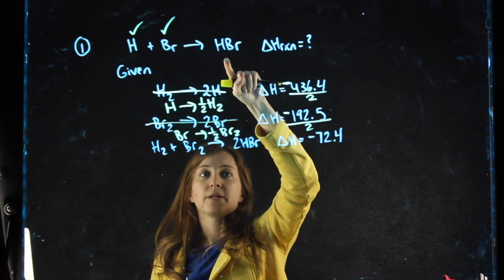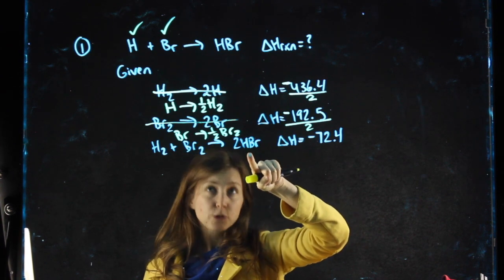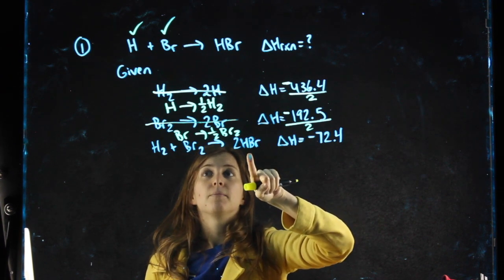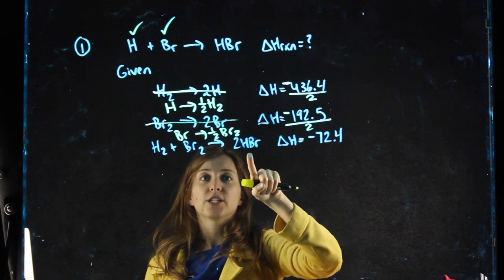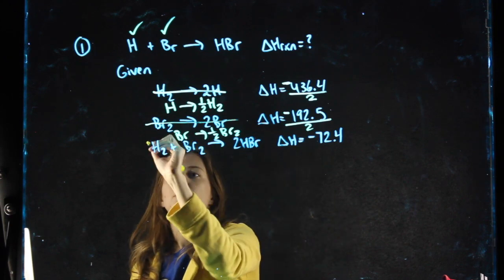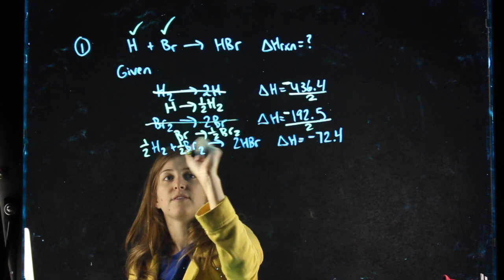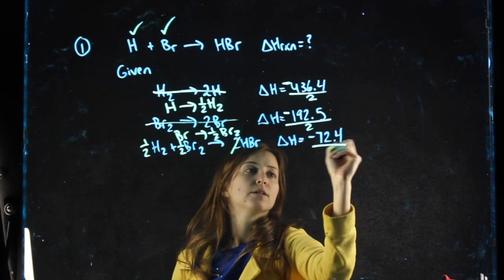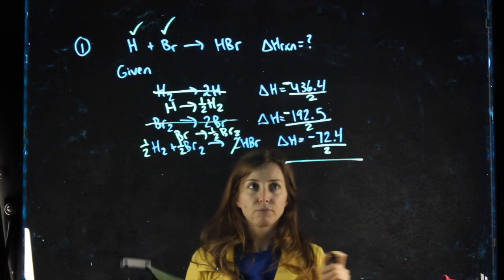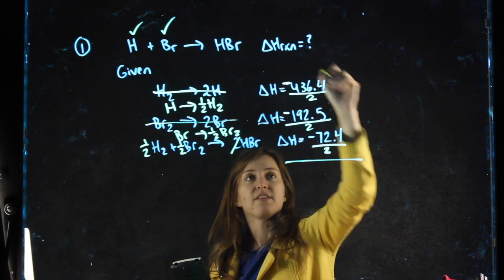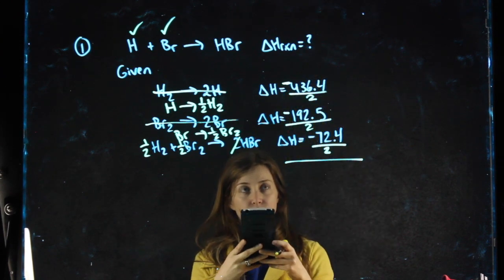I want 1 HBr on the right. Here I have HBr on the right. So I just need to divide this one by 2. Divide by 2, divide by 2, divide by 2, divide by 2. When I add all of this up, I should get my heat of reaction.